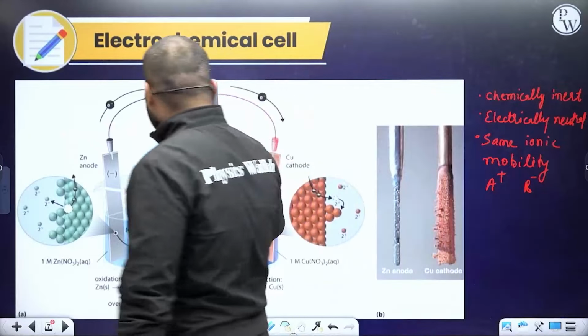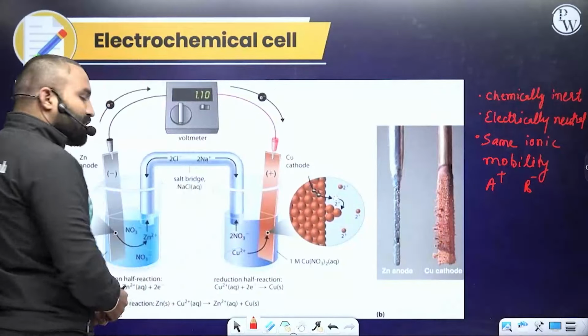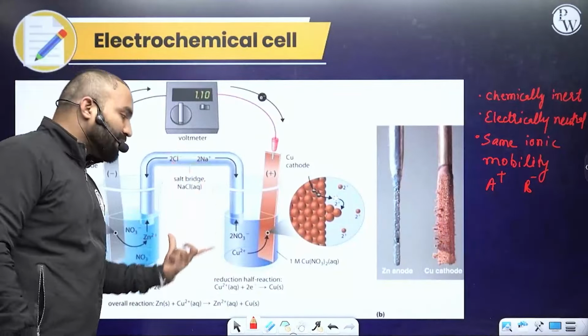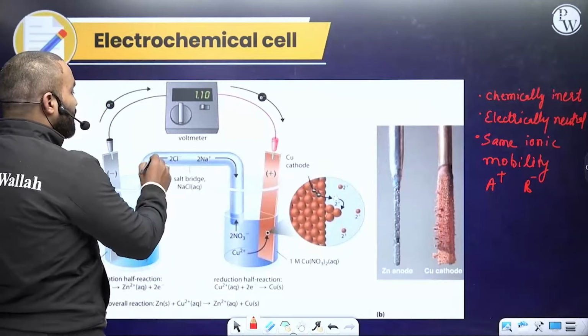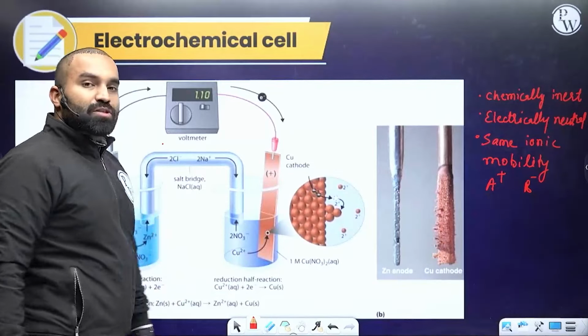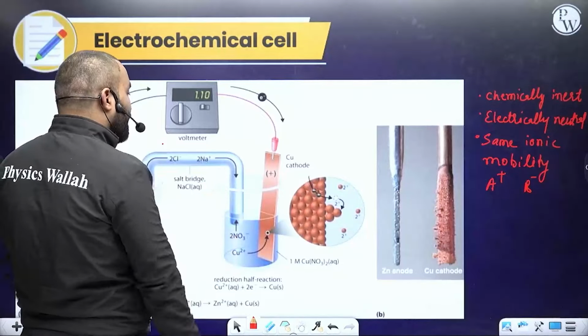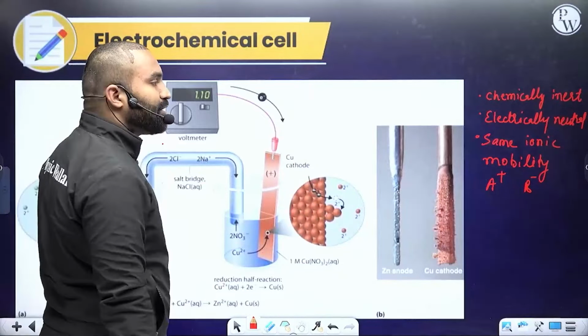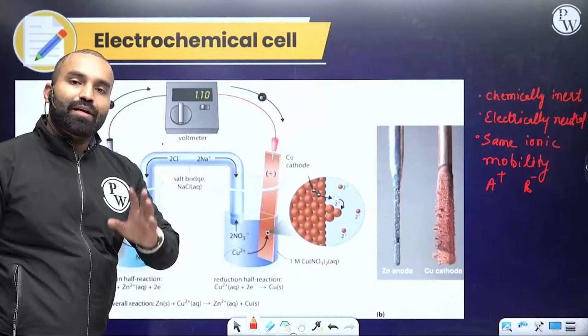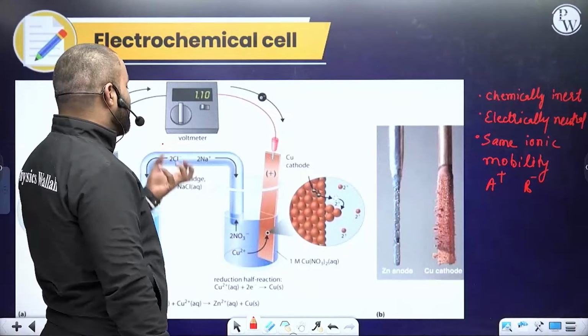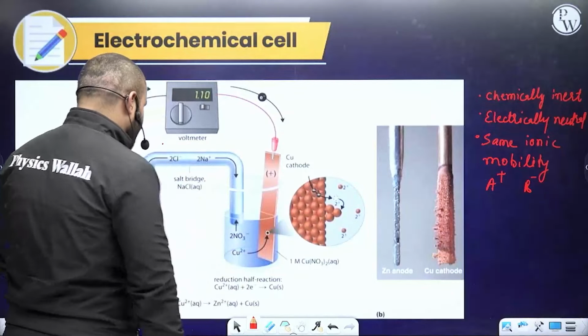Now the salt bridge is used, NaCl for example, and wherever there is a need of cation and anion, it will start adding. So what is the use of the salt bridge? It completes the internal circuit, and it should be chemically inert, electrically neutral, with the same ionic mobility of the cation and anion, and they are actually packed in agar-agar jelly.